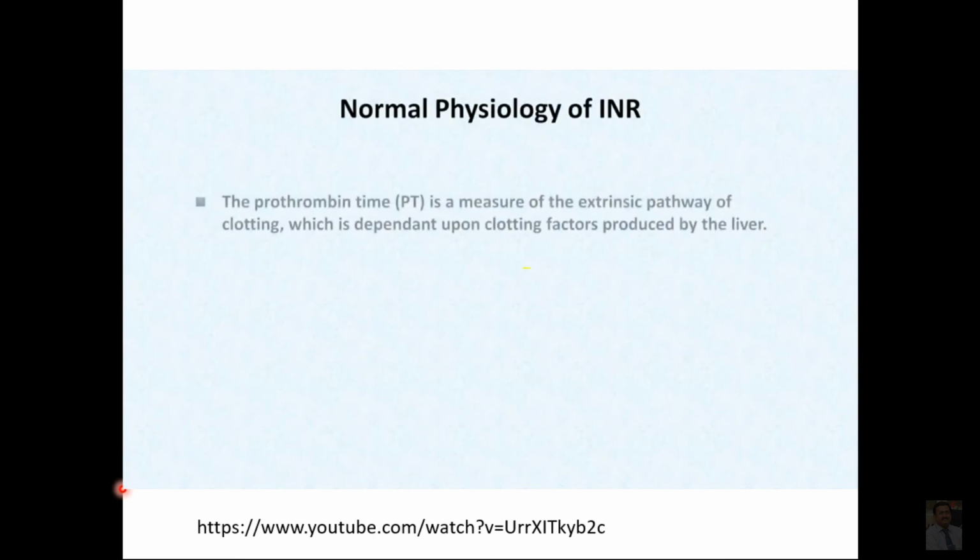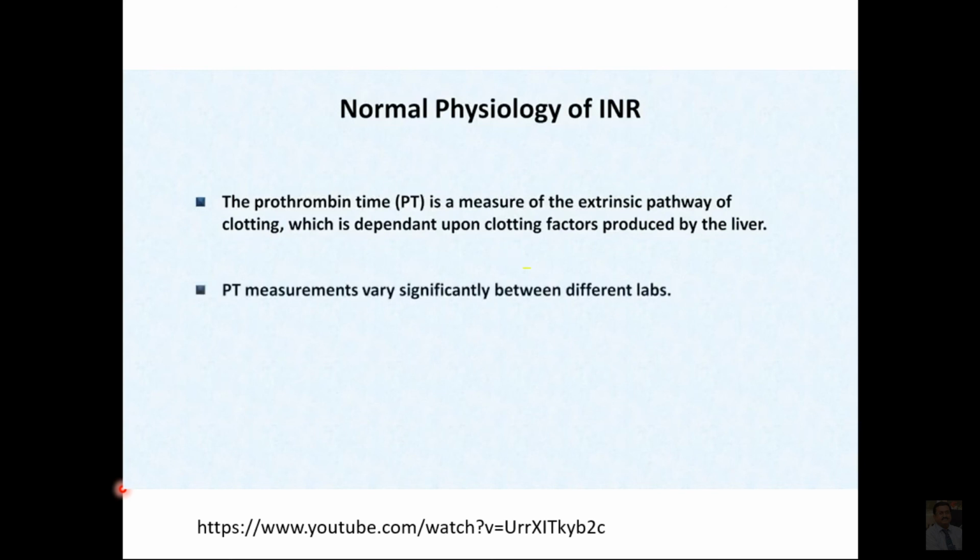The next test of synthetic function is the INR. The INR is actually based on something called the prothrombin time, abbreviated PT, which is a measure of the extrinsic pathway of clotting, which is dependent upon clotting factors produced by the liver. If you're not familiar with the clotting cascade, don't worry, just remember that the higher the PT and the higher the INR, the less your blood is able to clot in response to trauma.